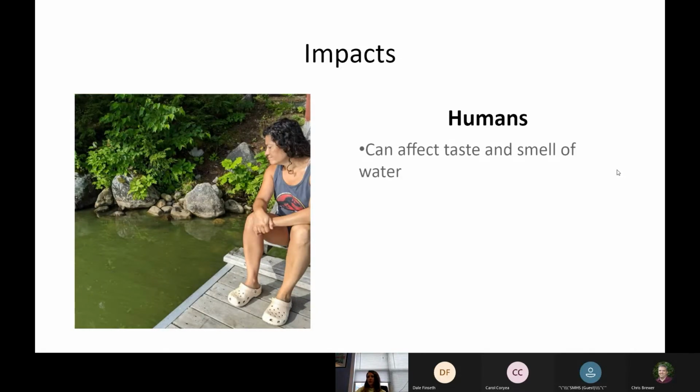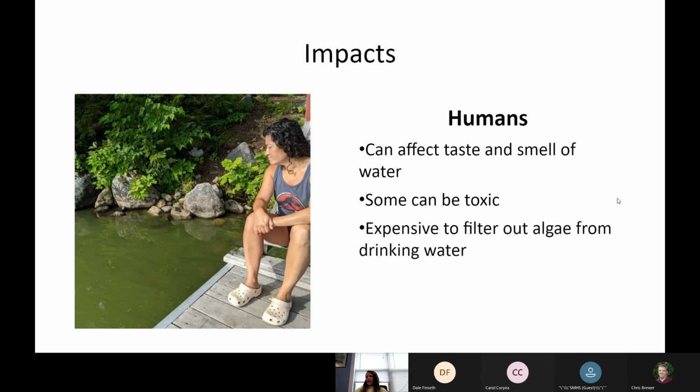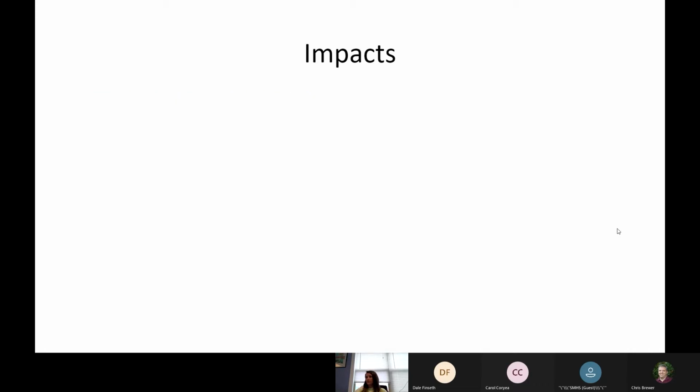So for humans, some of those impacts are that it can affect the taste and smell of the water. It can become toxic, so it can actually harm our survival, or you might have heard of some of these algae that get into ponds that might kill dogs that are living there as well. And it can be really expensive to filter out algae. So from a human's perspective, it's a big cost to remove it from a water body and to fix the issue once it occurs.